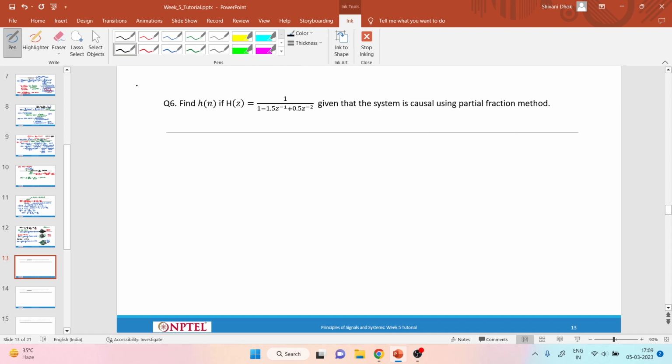And here what we are asked is, we need to find h of n, where h of z is given as 1 upon 1 minus 1.5 z inverse plus 0.5 z power minus 2. So let us write this h of z, and this we need to find using partial fraction method.